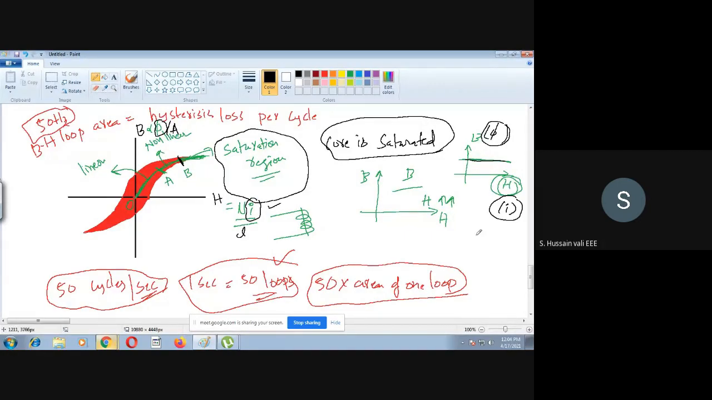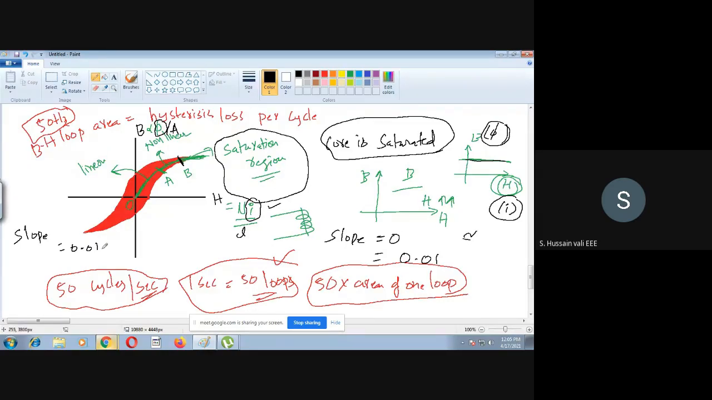The slope of a horizontal line is 0, as you know very well. In the saturation region it is not exactly horizontal but near horizontal, so the slope will be approximately some 0.01 or maybe 0.0001, but not exactly 0. So the slope is a very small value in the saturation region.